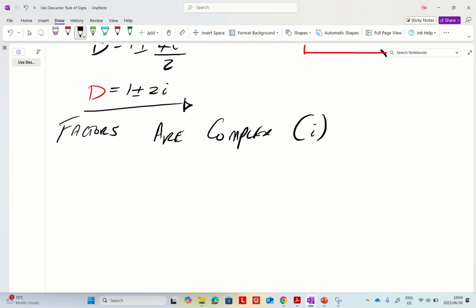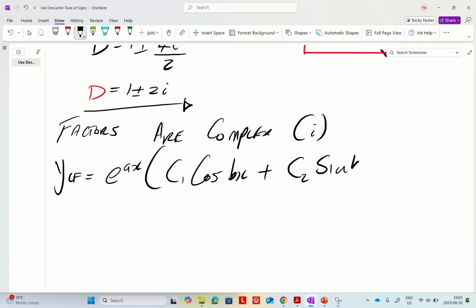The formula that you need to use for your YCF, always, is e to the power ax, open bracket, c1 cos bx, plus c2 sin bx. Look at this, guys. You know from your basic maths that if it's complex, you're going to say m or d is equal to a plus or minus bi. That's what it always says. That's a standard from basic maths for your complex root, a plus or minus bi.